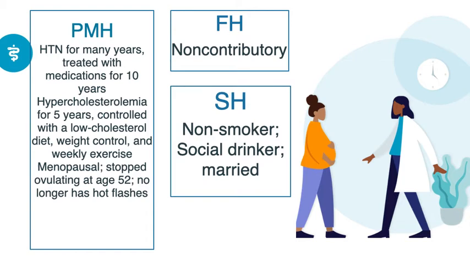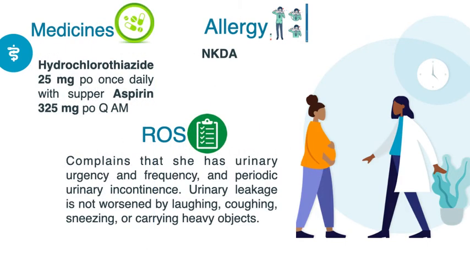She also stopped ovulating at the age of 52 and no longer has hot flushes. Family history, non-contributory. She's a non-smoker, social drinker, and she's married. For her medicines, she is taking hydrochlorothiazide 25 milligrams once daily with aspirin 325 milligrams every morning. She has no known drug allergy.